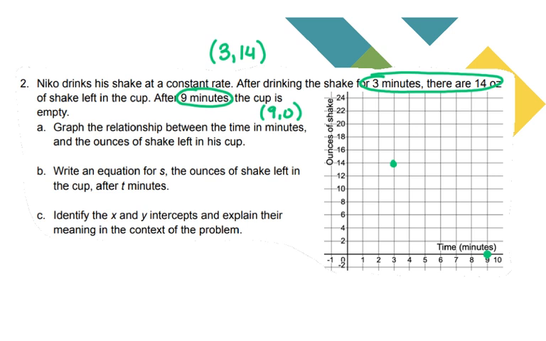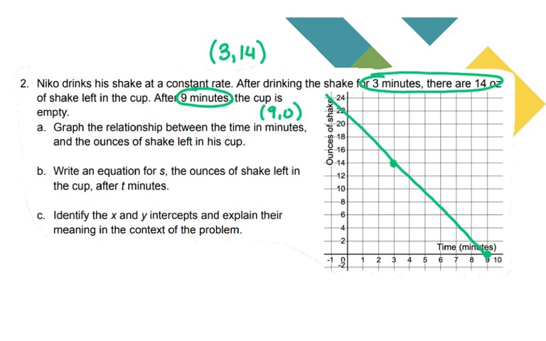So could we connect these points? Well, of course we could, right? And so what we're going to think about here is what would an equation look like for the line that I'm about to draw. So let's go ahead and connect these points and just see what happens. Okay, so here we go. So it says we're going to write an equation for the ounces of shake left after T minutes.